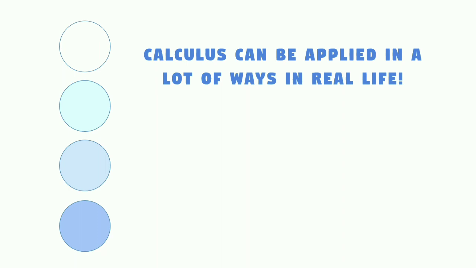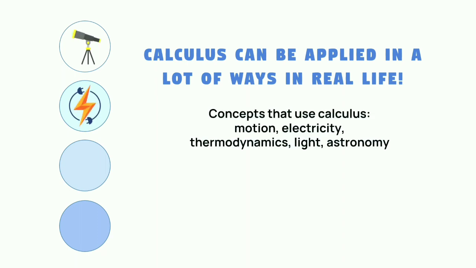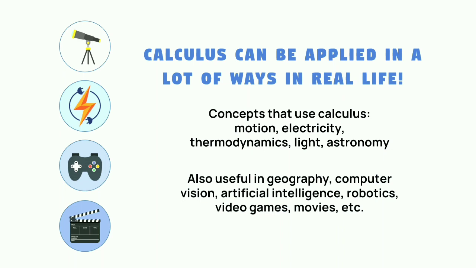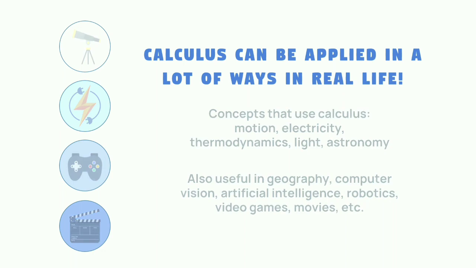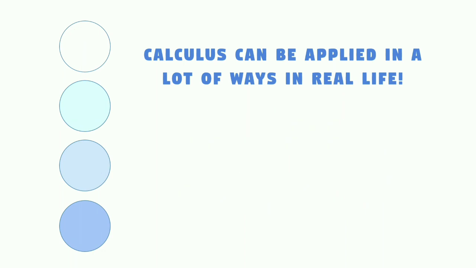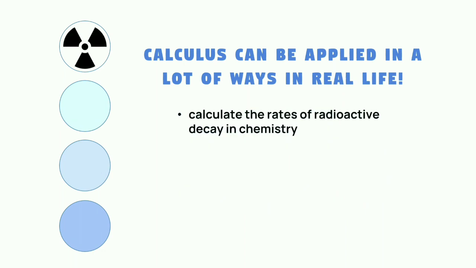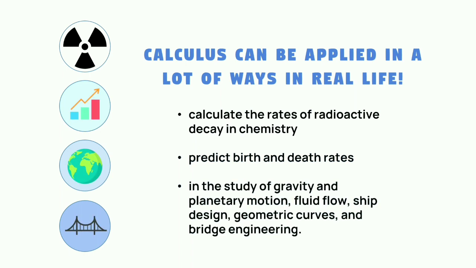Well, actually, calculus can be applied in a lot of ways in real life. Some of the concepts that use calculus include motion, electricity, thermodynamics, light, and astronomy. It may sound surprising, but calculus is also used in geography, computer vision, artificial intelligence, robotics, video games, and even movies. In addition to that, calculus can also be used to calculate the rates of radioactive decay in chemistry and even to predict birth and death rates, as well as in the study of gravity and planetary motion, fluid flow, ship design, geometric curves, and bridge engineering.